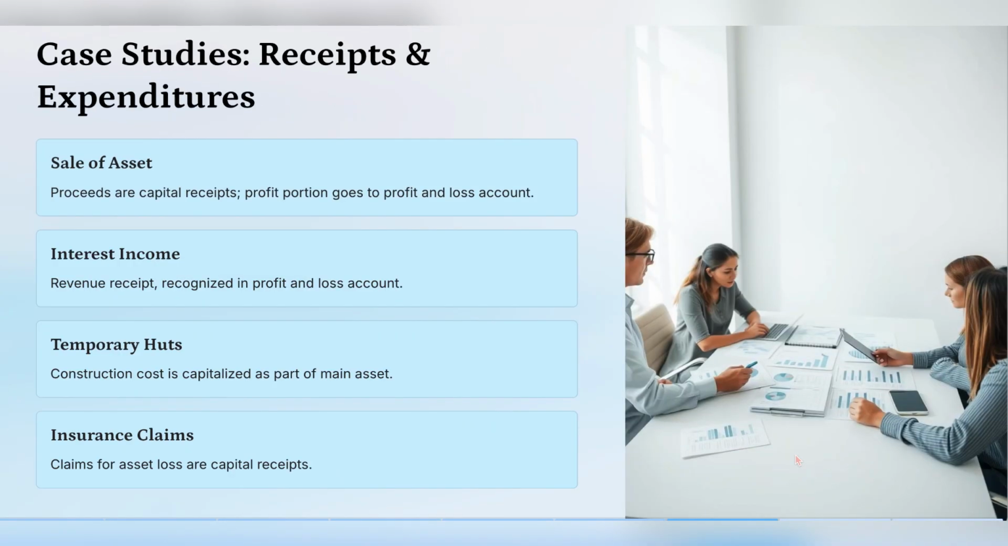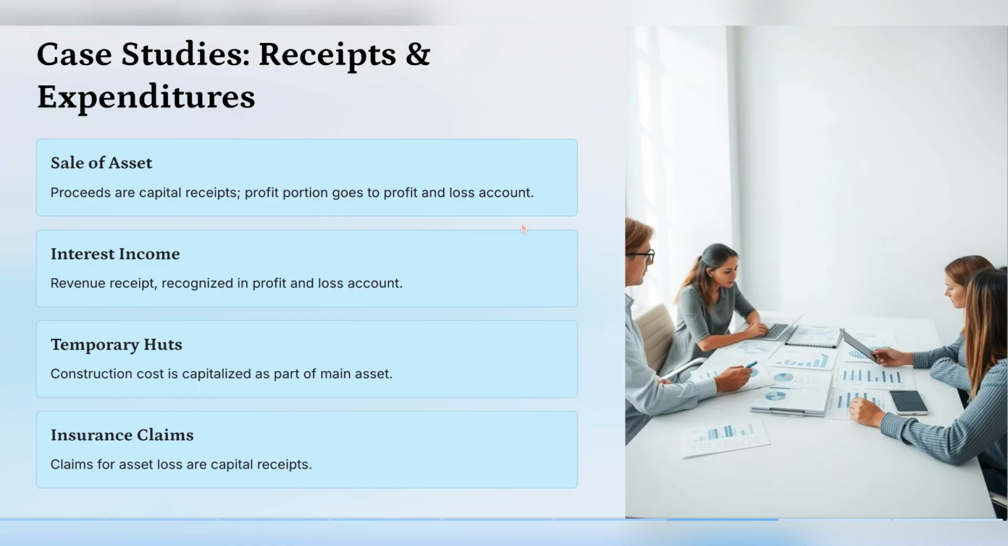Okay, case studies. Sale of asset: proceeds are capital receipts, and the profit portion goes to the profit and loss account. For example, consider furniture, where the carrying value of the asset is 90,000. If the company sells that asset today for 92,000, this is actually a capital receipt, because we are selling a long-term fixed asset to another client, and we are getting money from that client.